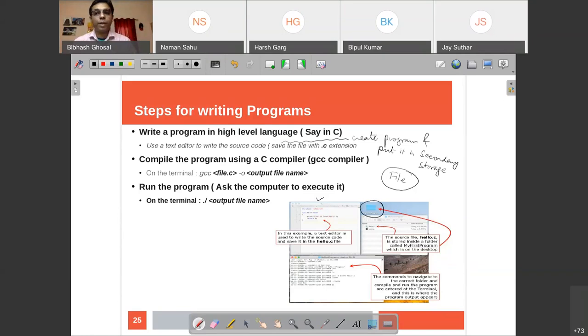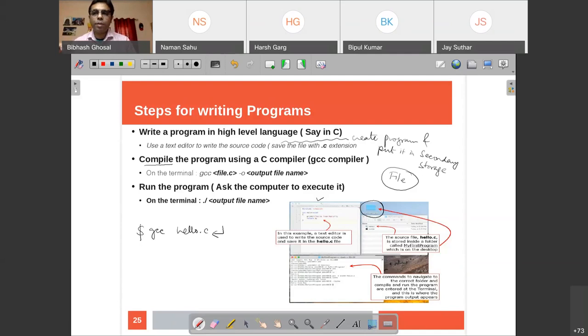Now you want to run that. You want to run that means the CPU will be running that. So to run that, you first have to convert that into a form that the CPU can understand. And the process to do that is called compilation. So you open up a terminal, and what you type in is something like gcc, let's say hello.c. This you type.